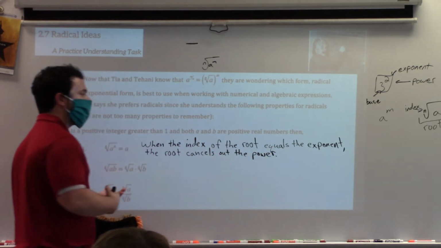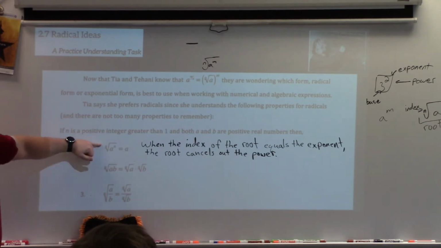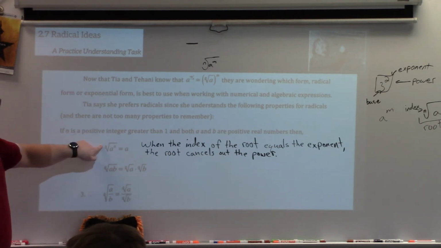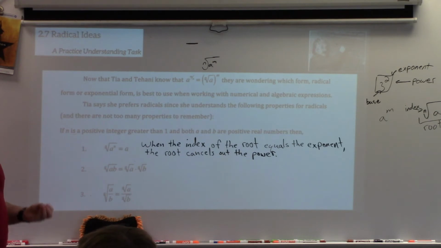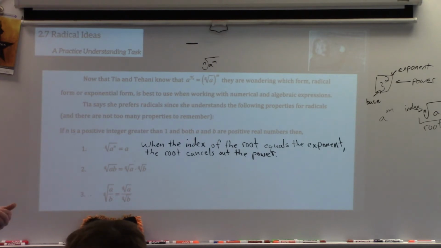Right? The idea of a root and a power are inverses to each other. Now, will it cancel out if the index is not the same as the power, or is not the same as the exponent? No. They do not cancel unless the index is the same as the exponent. That's critical to understand and part of what we're going to look at later. Does that clarify some key details that we might have been missing working through this task?